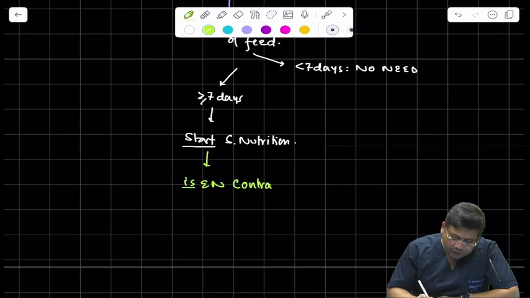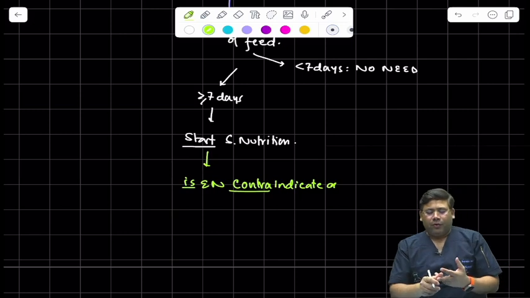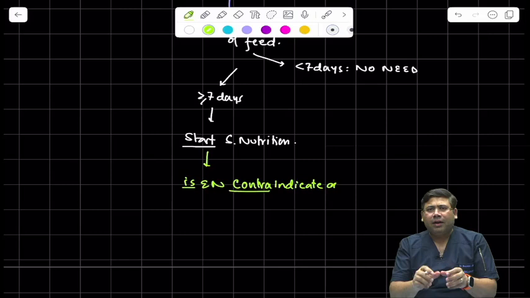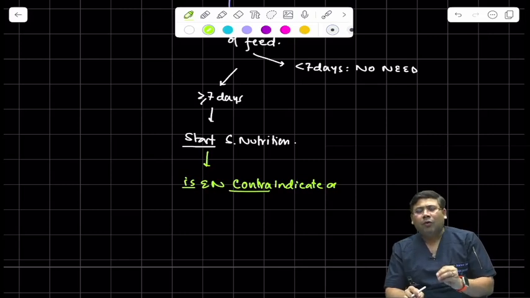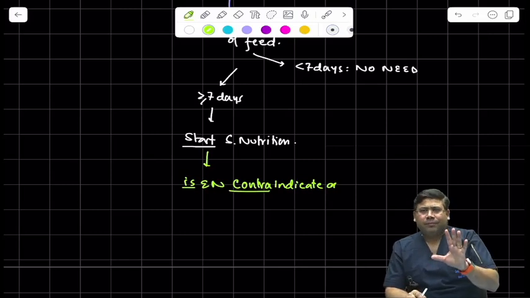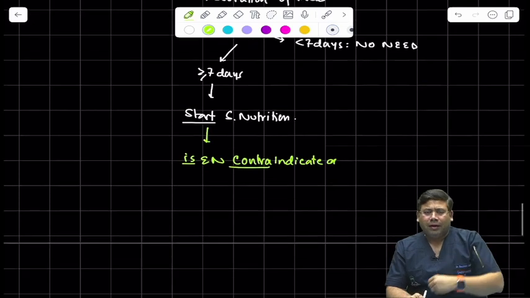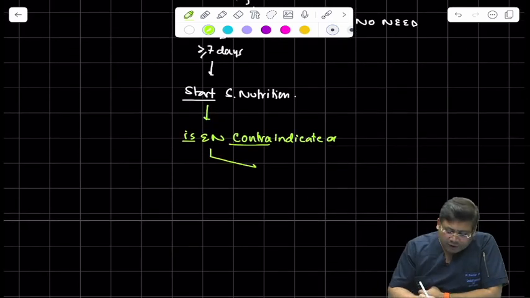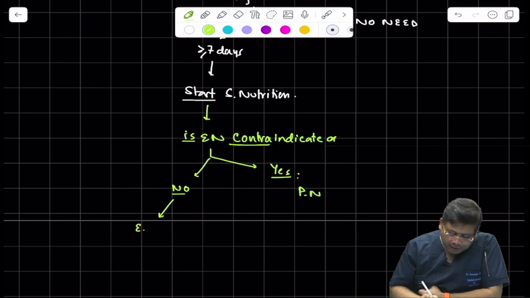You all know that it is contraindicated in 5-6 conditions. What are they? In case of perforation, peritonitis, severe diarrhea, severe vomiting, severe malabsorption, and relatively contraindicated in case of sepsis. Also, it is contraindicated in obstruction. So if it is contraindicated, yes, in that case you go for parenteral nutrition. If no, then you will go for the classical enteral nutrition.